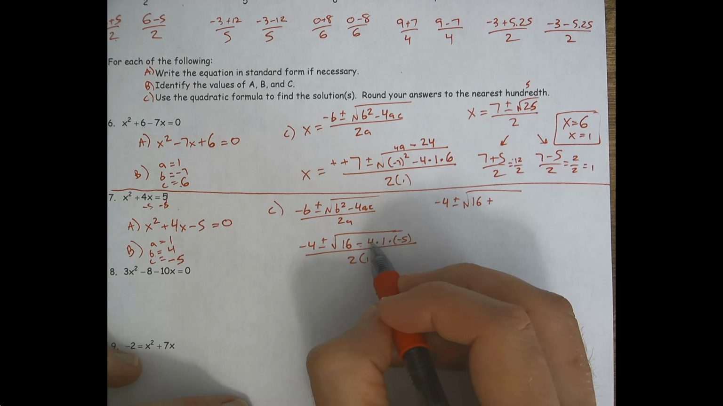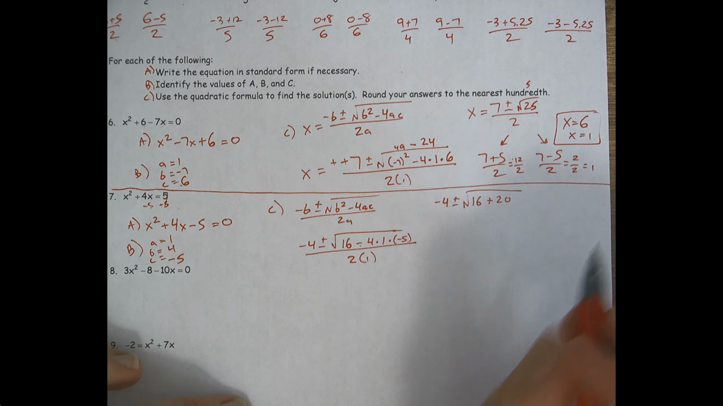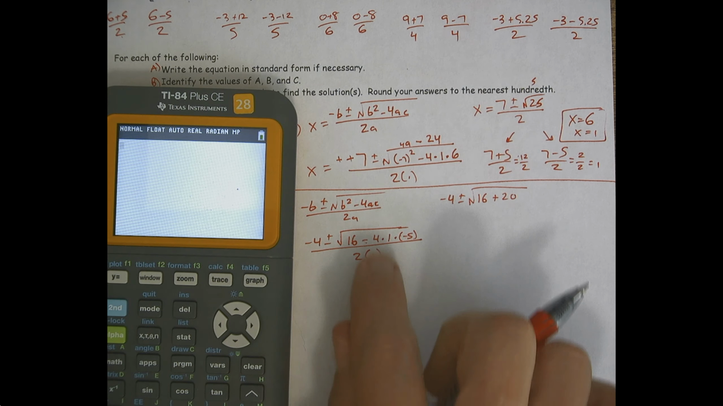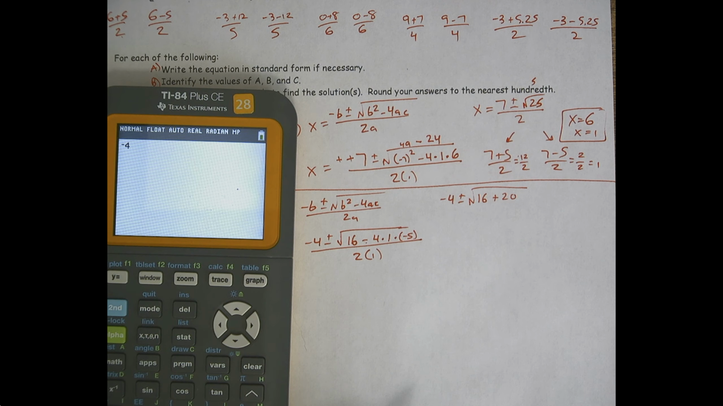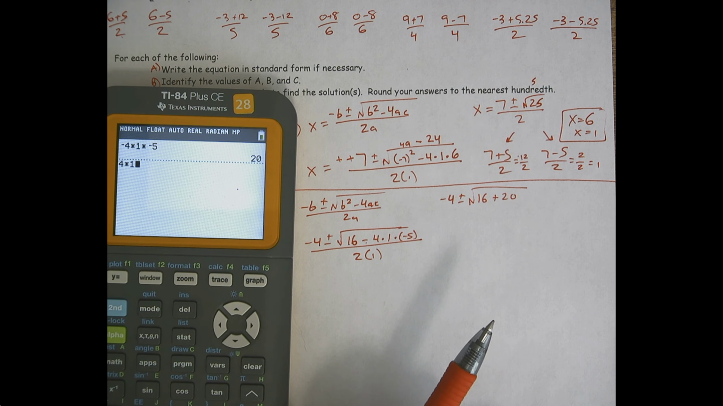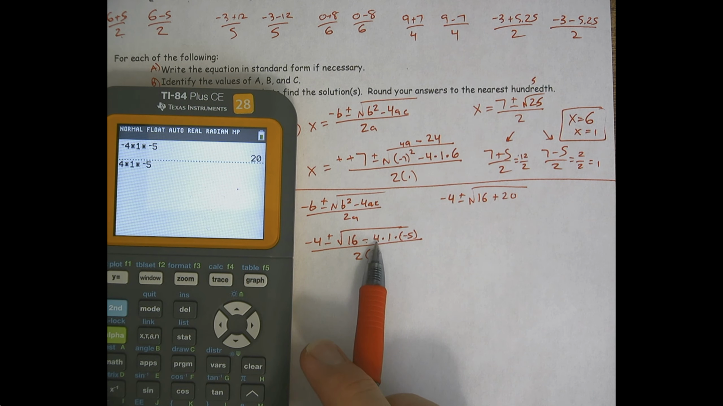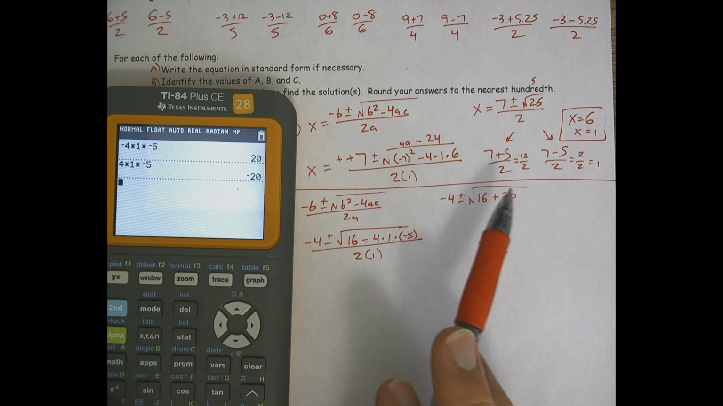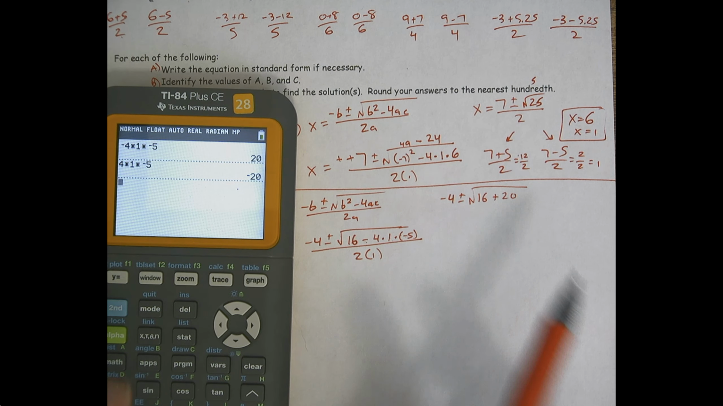plus, and 4 times 5 is 20. And you can run that through the calculator if you need to. So again, I counted this as a negative 4 times 1 times negative 5, which gives me positive 20. So I wrote plus 20. If that kind of confuses you, then do 4 times 1 times negative 5. Count the 4 as a positive. You get negative 20. So it's going to say 16 minus negative 20. Minus negative 20 goes plus plus, and you end up with the plus.